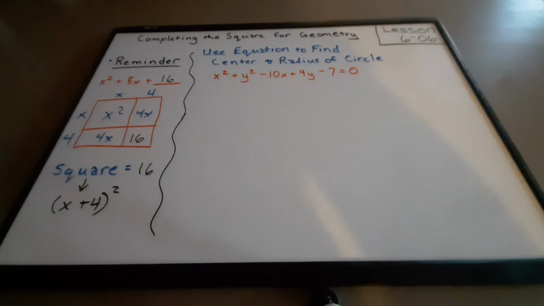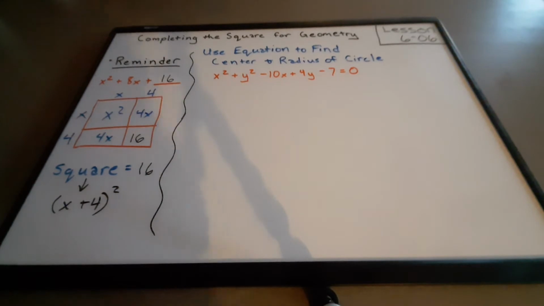One of the ways we use this in geometry is to find the center and radius of a circle. So we have a math problem, x squared plus y squared minus 10x plus 4y minus 7 equals 0. This is the equation of a circle, but it doesn't tell us the radius or the center of the circle, which are important things to be able to graph a circle. So we want to first rearrange the problem.